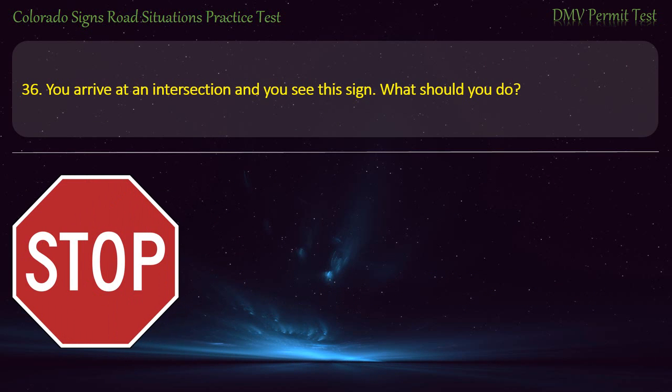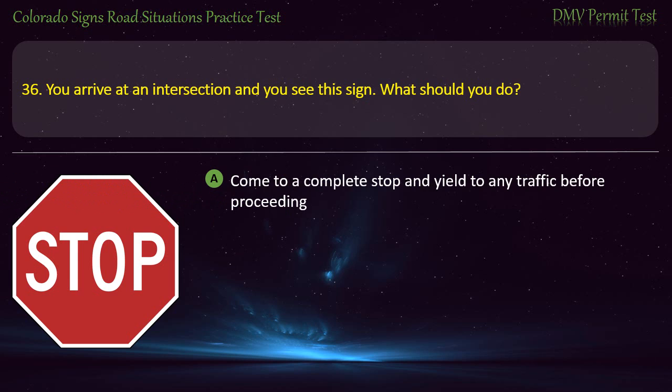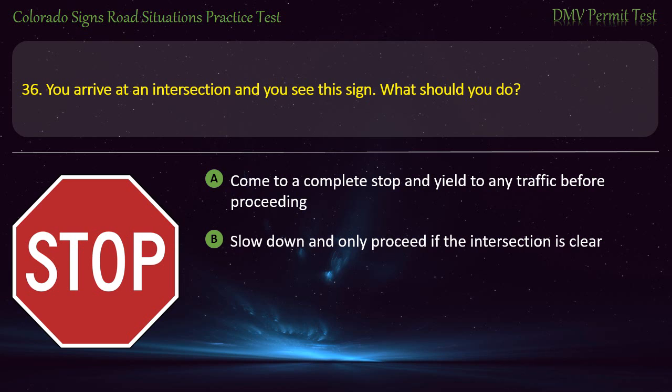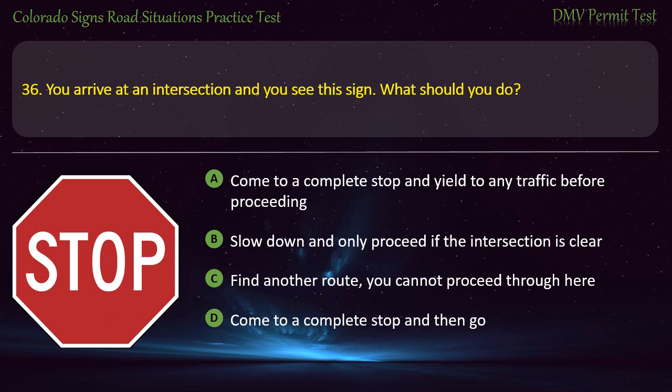Question 36. You arrive at an intersection and you see the sign. What should you do? Come to a complete stop and yield to any traffic before proceeding. Slow down and only proceed if the intersection is clear. Find another route, you cannot proceed through here. Come to a complete stop and then go. Answer. Come to a complete stop and yield to any traffic before proceeding.